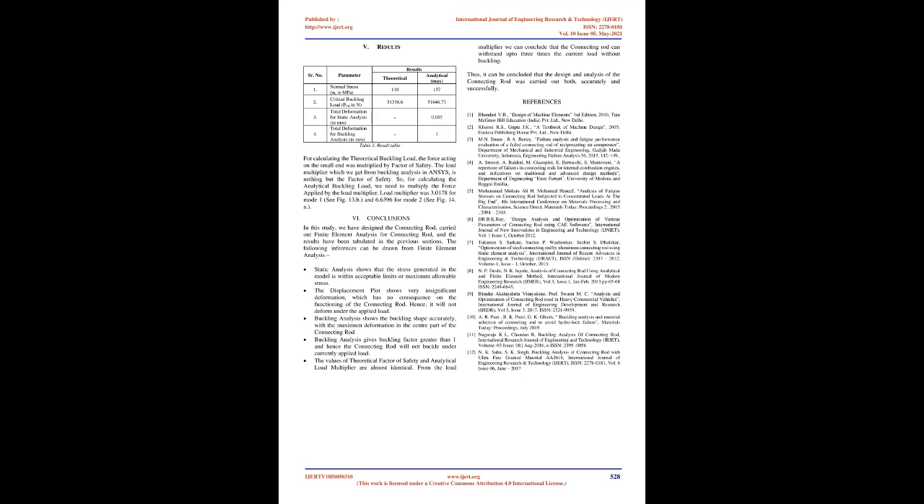Buckling analysis shows the buckling shape accurately, with the maximum deformation in the center part of the connecting rod. Buckling analysis gives a buckling factor greater than 1 and hence the connecting rod will not buckle under the currently applied load. The values of theoretical factor of safety and analytical load multiplier are almost identical. From the load multiplier we can conclude that the connecting rod can withstand up to 3 times the current load without buckling. Thus, it can be concluded that the design and analysis of the connecting rod was carried out both accurately and successfully.